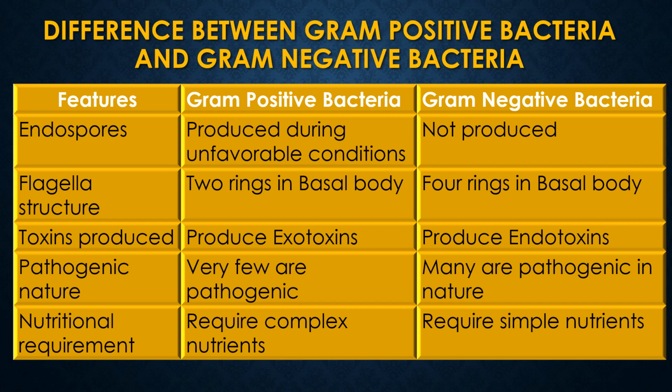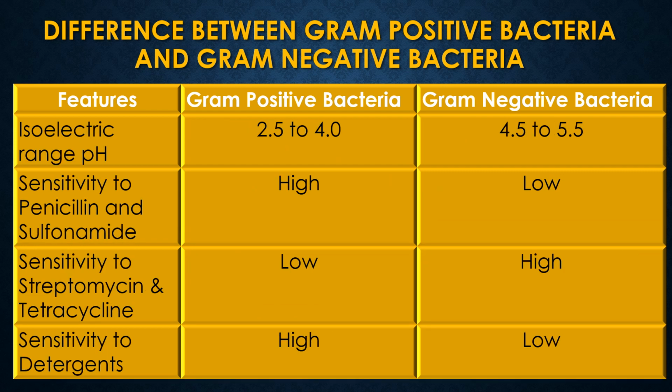Next are the nutritional requirements. Gram-positive bacteria require complex nutrients for their growth, but gram-negative bacteria require only simple nutrients for their growth. The isoelectric pH range of gram-positive bacteria is 2.5 to 4, and the isoelectric pH range of gram-negative bacteria is 4.5 to 5.5. Regarding sensitivity to penicillin and sulfonamides, gram-positive bacteria are highly sensitive and gram-negative bacteria are less sensitive.